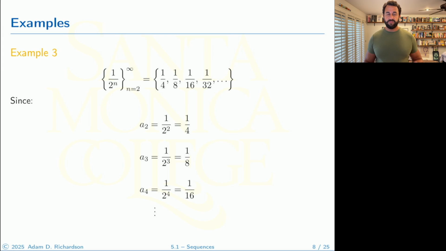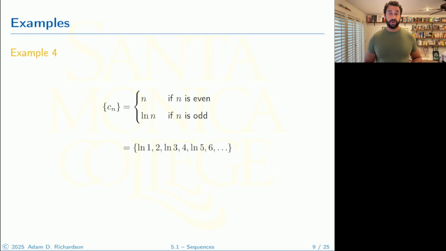Sequences are just functions, right? So they can be all sorts of interesting structures. They don't have to just be given by a single formula. They can actually be defined piecewise, right? We talked about piecewise functions earlier back in chapter 2. Here's an example of a sequence that is defined in a piecewise way. This sequence, c sub n, is n when n is even and natural log of n when n is odd. So the rule of this particular sequence depends on whether n is even or not.